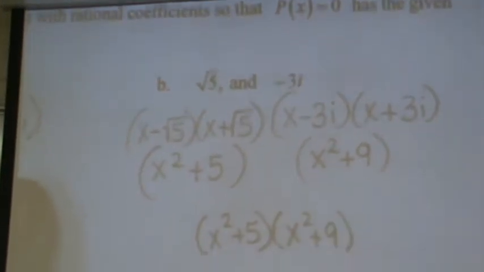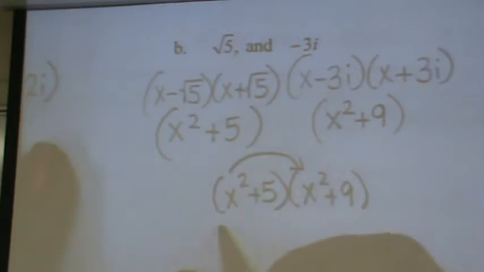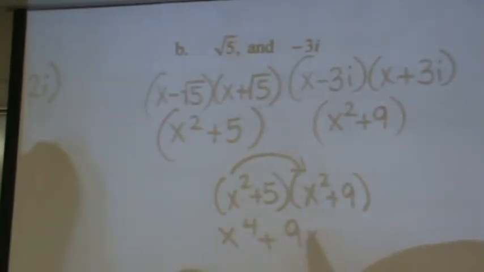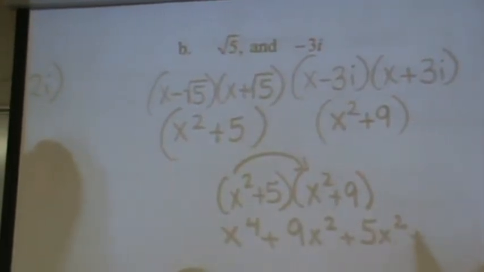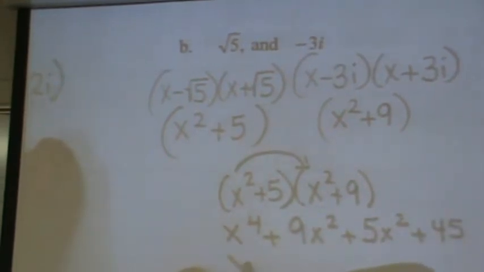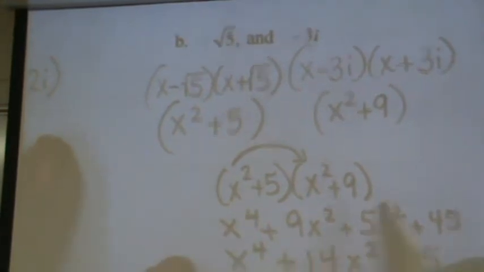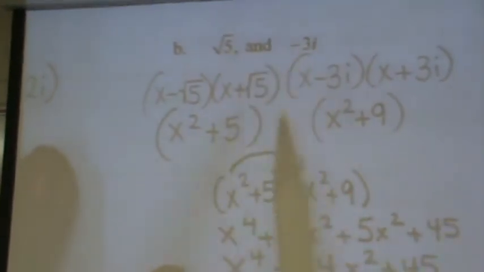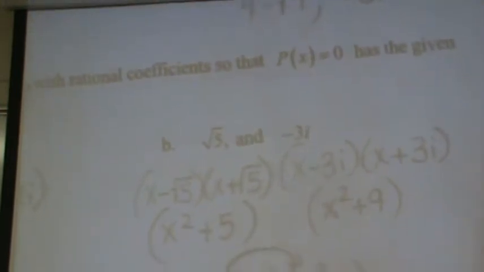Now, they may want you to FOIL this out more. The answer may be written as x to the 4th, and then you have plus 9x to the 2nd, minus 5x to the 2nd, minus 45. And you can make one more change and add these two up. So that's your polynomial that has these two zeros, and it also has two more. Questions?